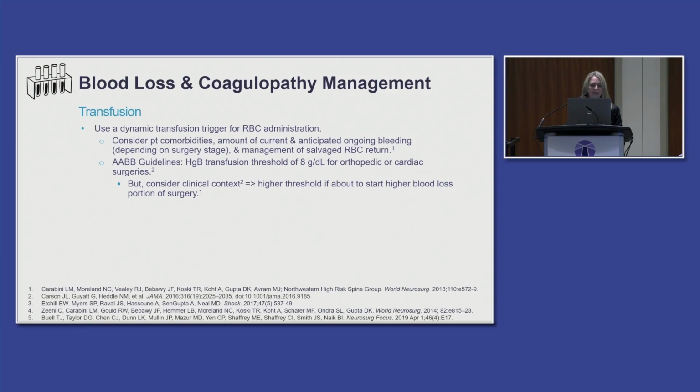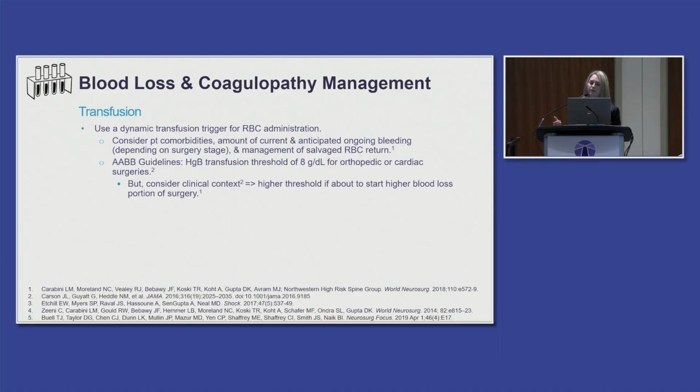The American Association of Blood Banks, actually I think they recently changed what they stand for, they have the same acronym. Can't remember what the new one is, but the AABB guidelines for hemoglobin transfusion threshold is 8 grams per deciliter for orthopedic or cardiac surgeries, as well as in patients with cardiovascular risk factors. But here, consider the clinical context.